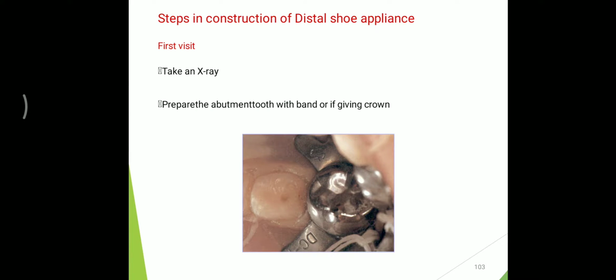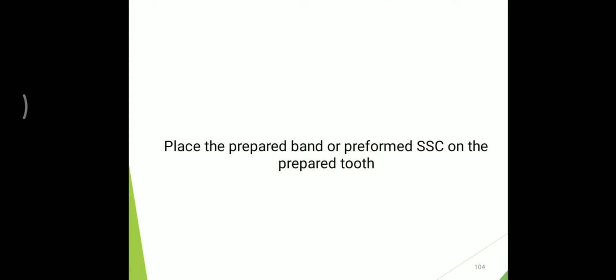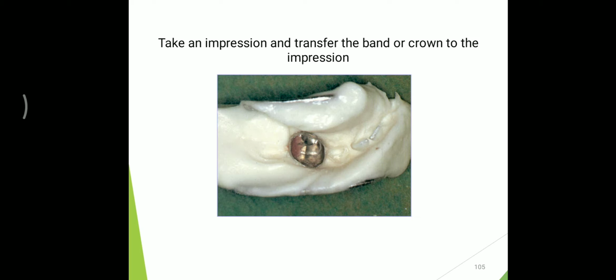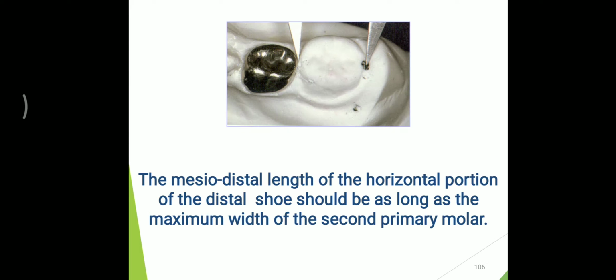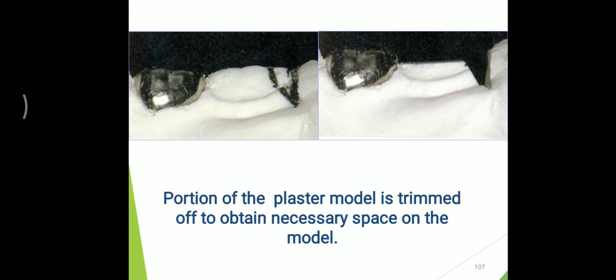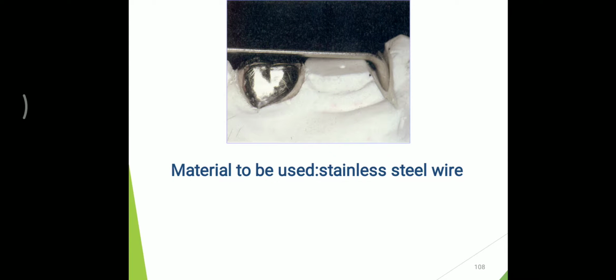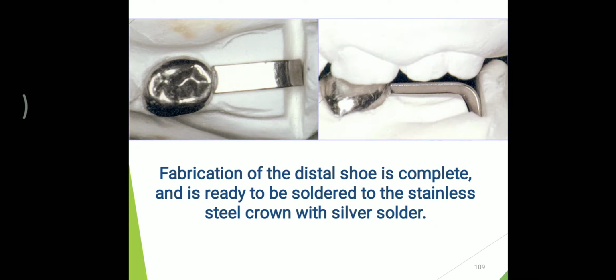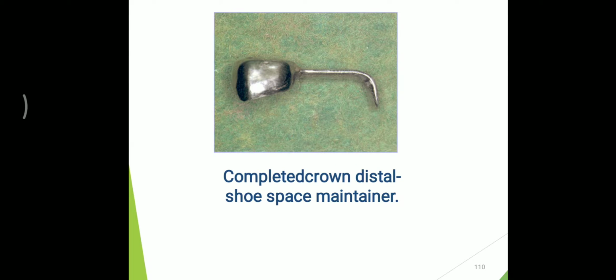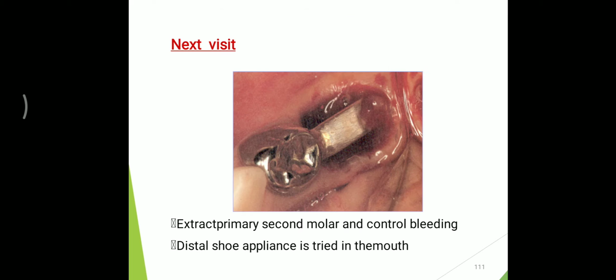At the first visit, take an X-ray and prepare the abutment tooth for a band, or if giving a crown, place the prepared preformed stainless steel crown on the prepared tooth, take an impression and transfer the band or crown to the impression. The mesiodistal length of the horizontal portion of the distal shoe should be as long as the maximum width of the second primary molar, and a portion of the plaster model is trimmed off to obtain the necessary space on the model. The material used is stainless steel wire, and once fabrication of the distal shoe is complete it is soldered to the stainless steel crown with silver solder, giving the complete crown and distal shoe space maintainer.